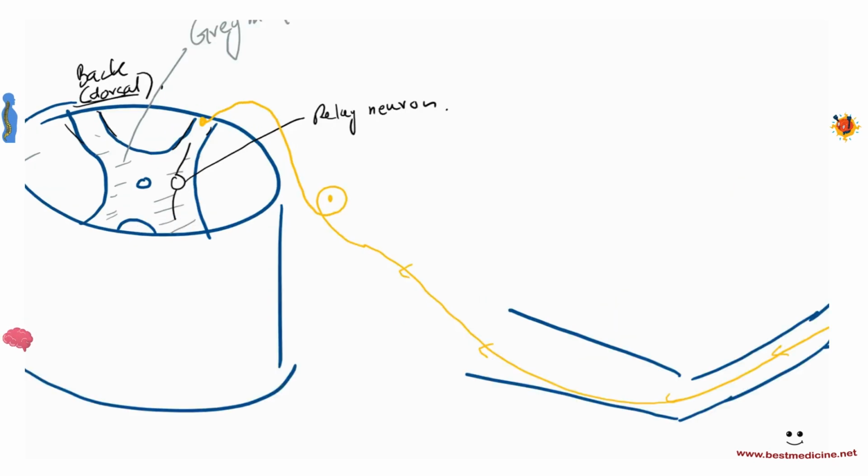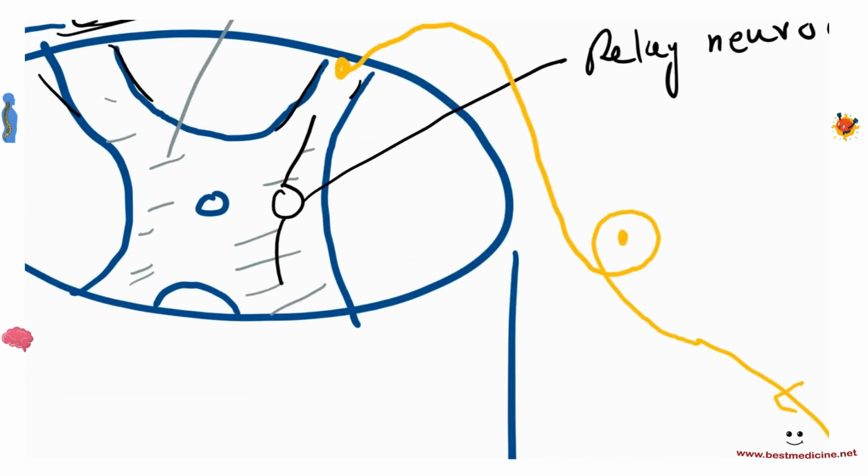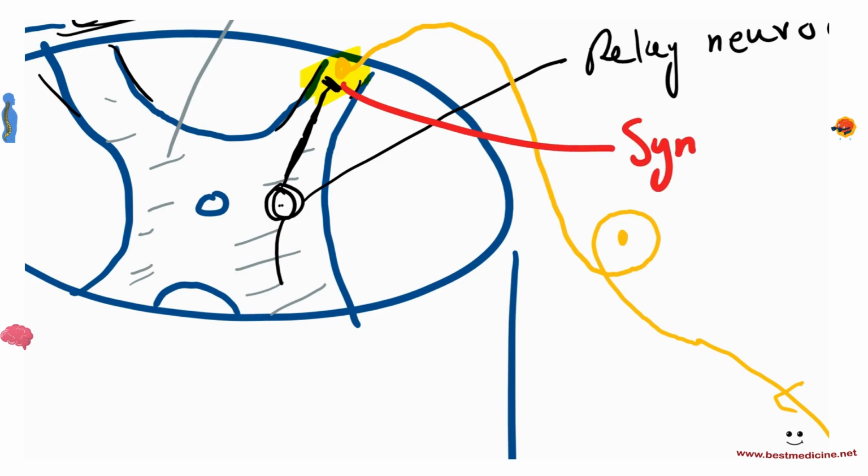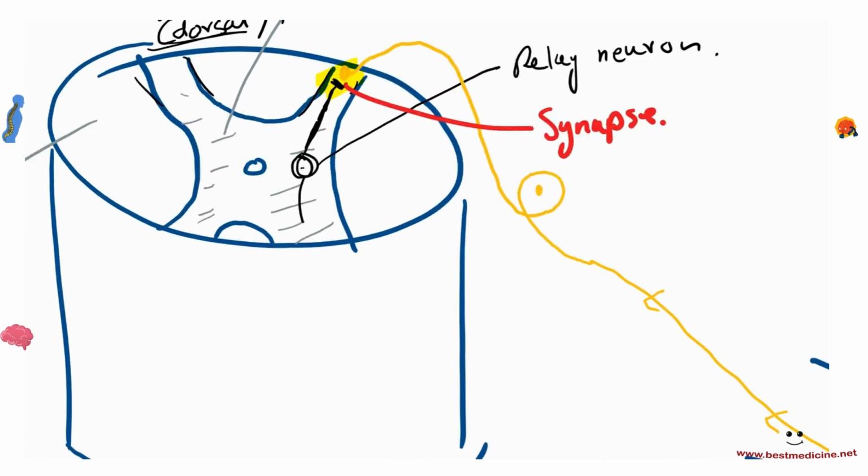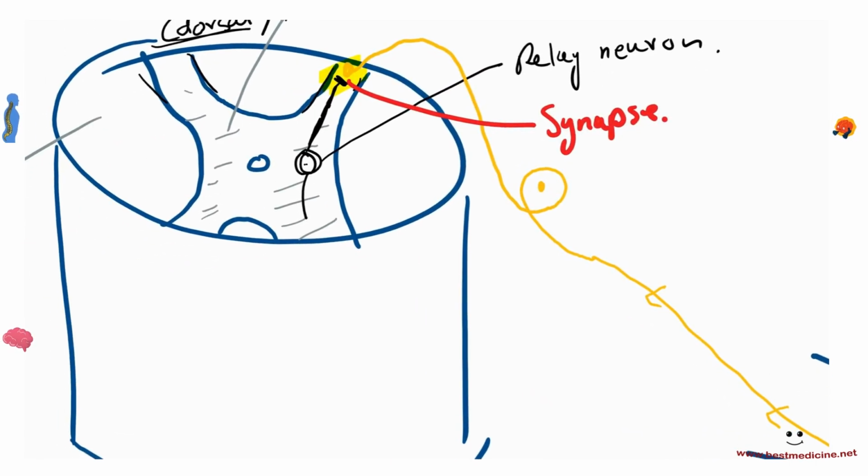There, it makes a connection with the neuron of the CNS. Now, a connection between neurons is called what? Any guesses? A connection between neurons is called a synapse. So it makes a synapse here. A synapse is a connection between two neurons, or a neuron and some other cell.